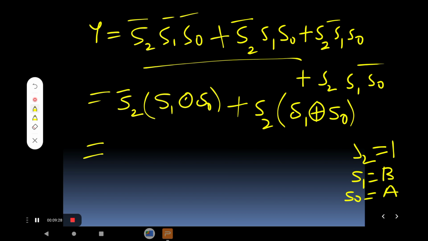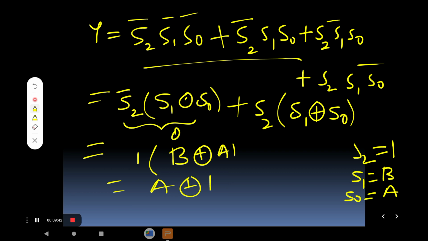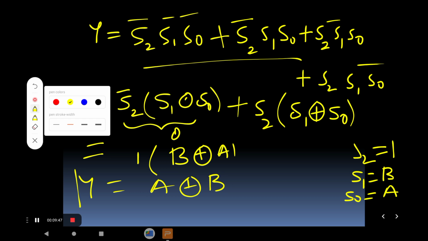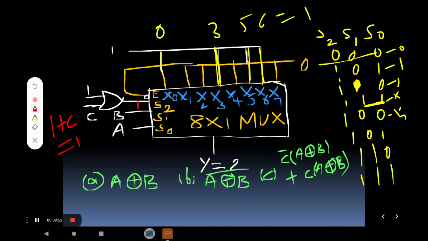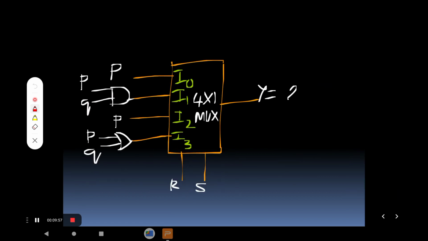S1 bar is equal to 0, so this term completely vanishes. Now S1 is equal to 1, 1 into S1, that is nothing but B XOR S0, which is equal to A. Therefore that is equal to A XOR B, which is the right answer. So this is the output of the corresponding function. I hope it is very clear, guys. So the output A XOR B is the right answer, right?